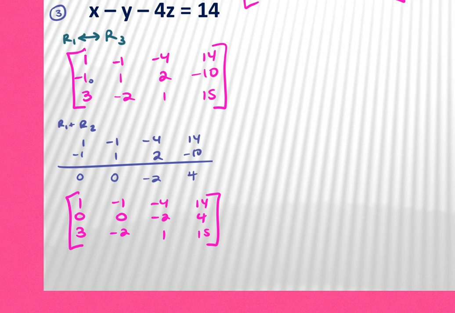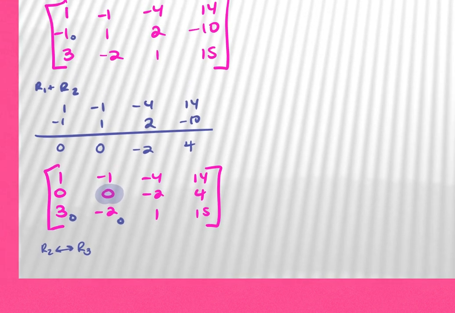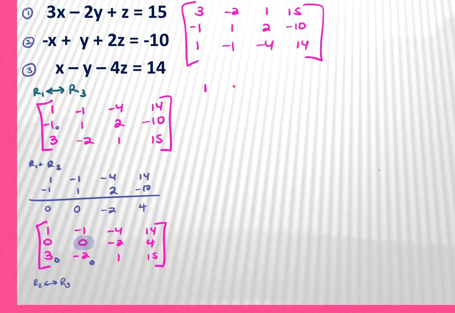Now I need 2 more zeros, right? Because I need a diagonal of 1s, I need a 0 here, and I need a 0 here. But I didn't need this 0. I got a bonus 0 there. What could you do? Switch row 2 and row 3. I want 2 zeros in row 3, so I'm going to switch row 2 with row 3. It's not always going to happen. That's a total bonus that it happened.